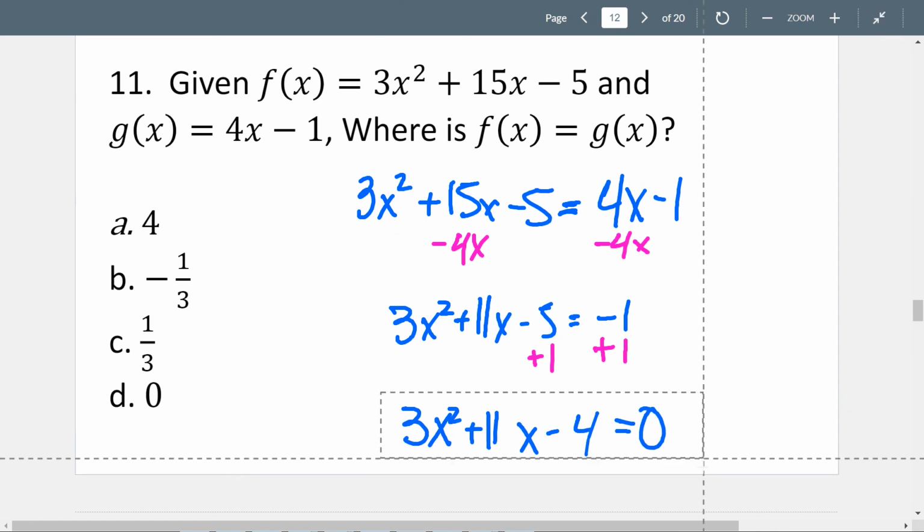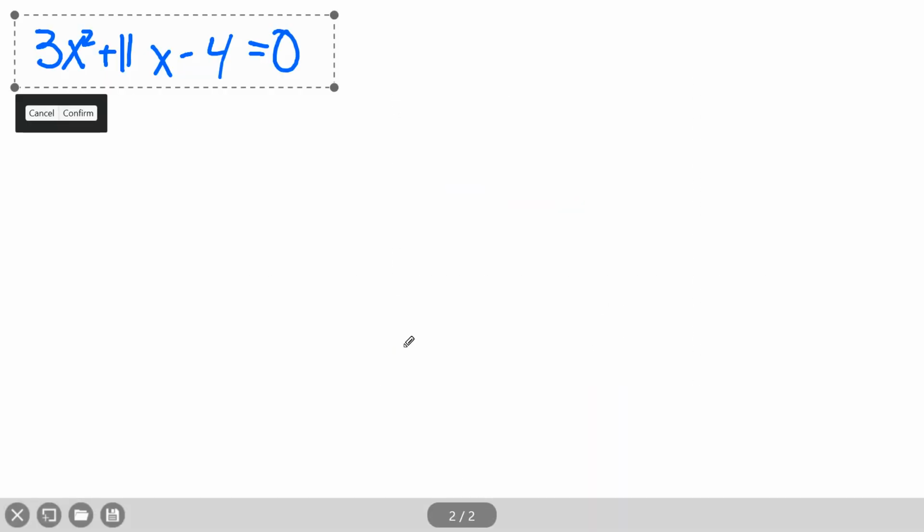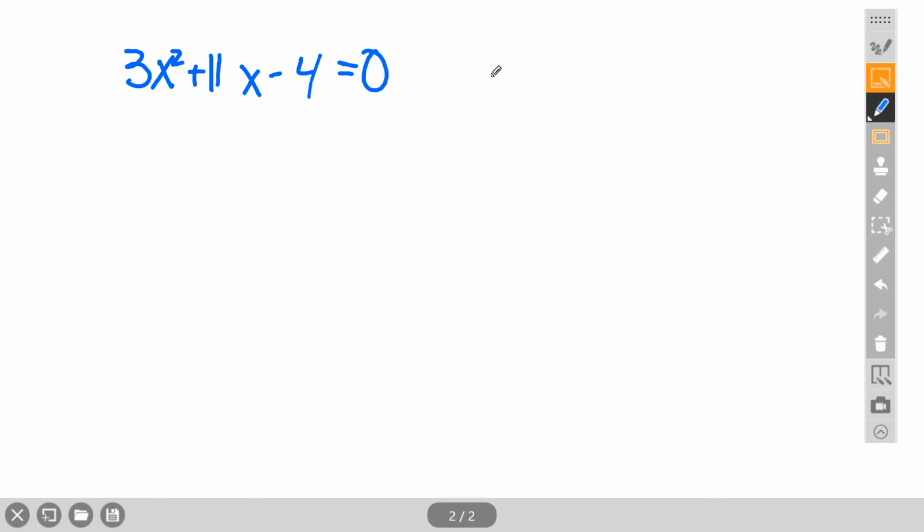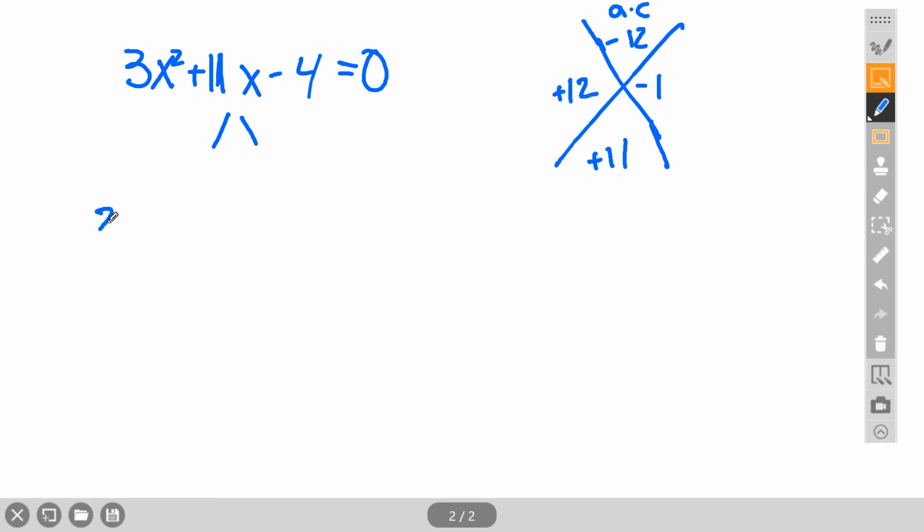Now you can solve this a couple of different ways. You can use the quadratic formula, but this one can be factored. On the top is a times c, which is -12, and on the bottom is b, which is +11. So two numbers that multiply to -12 and add to 11 are +12 and -1. So I can split the middle term into 12x and -1x.